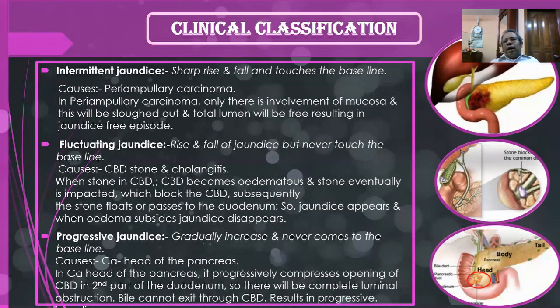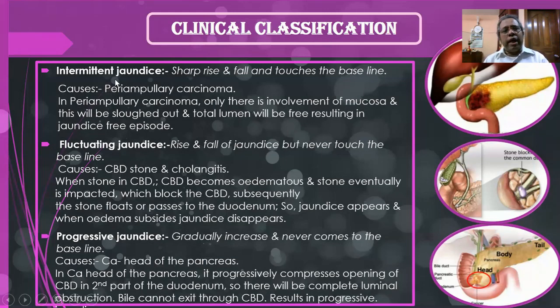So, clinical classification. Jaundice develops from a lot of causes, but jaundice has some nature. Some jaundice is persistent. Some patients have jaundice that sometimes rises and sometimes goes down, but never touches the baseline. And sometimes there is progressive jaundice, increasing continuously. With that evaluation of the nature, jaundice is classified into three types: intermittent jaundice, fluctuating jaundice, and progressive jaundice. So the nature of the jaundice can tell you what the cause of obstruction is.